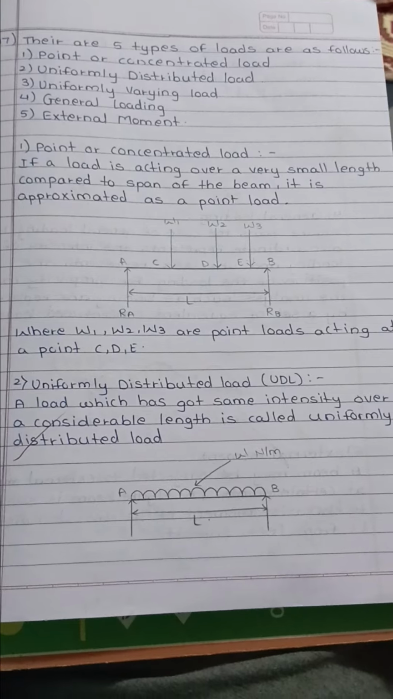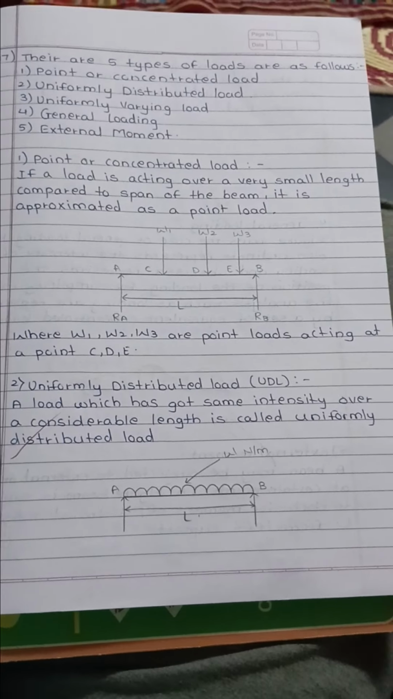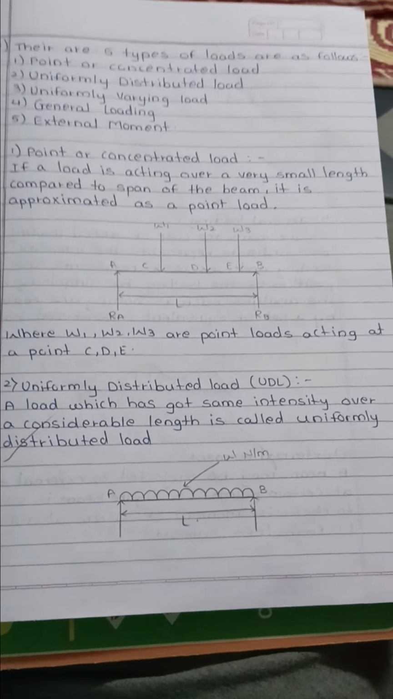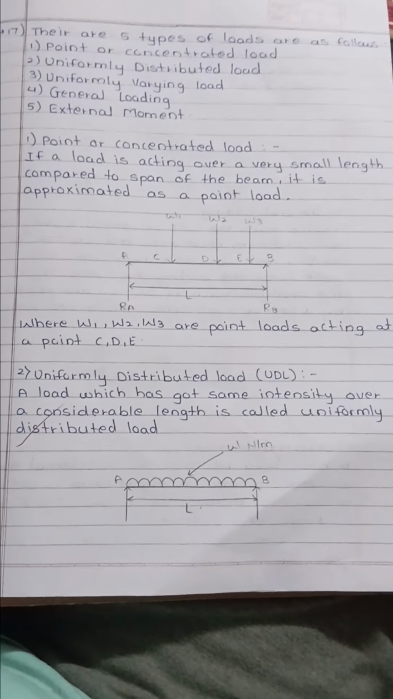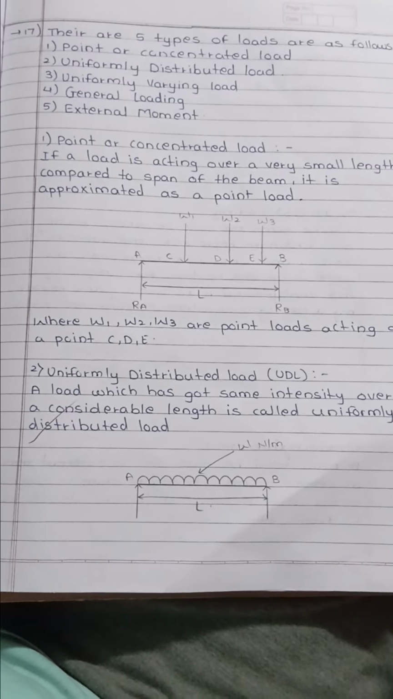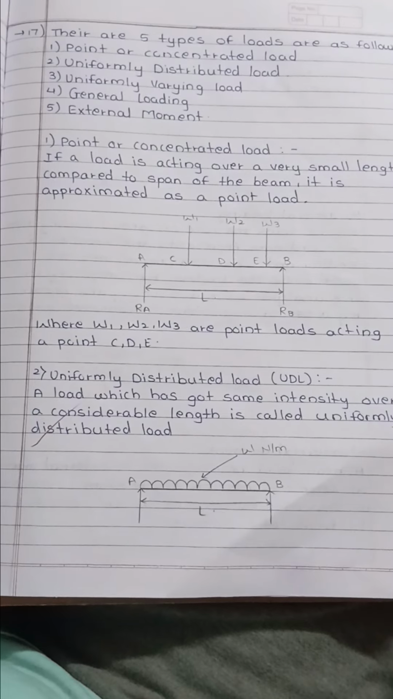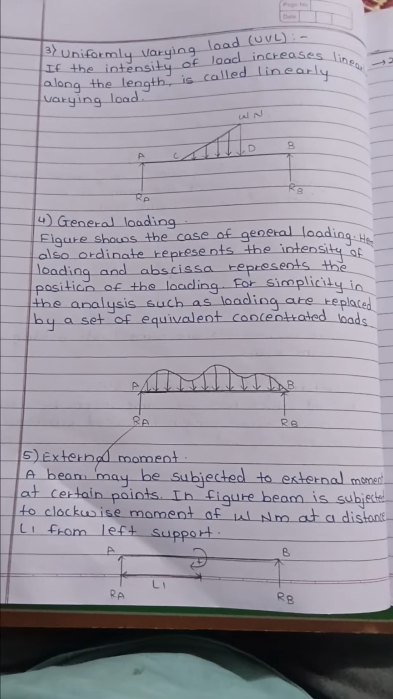Our second load is the uniformly distributed load. A load which has some intensity over a considerable length is called a uniformly distributed load. It means, for example, that a load of 20 kilonewton is evenly distributed over a beam or a span.